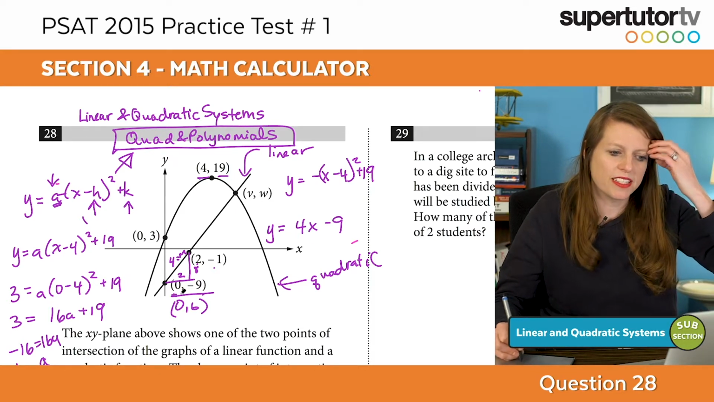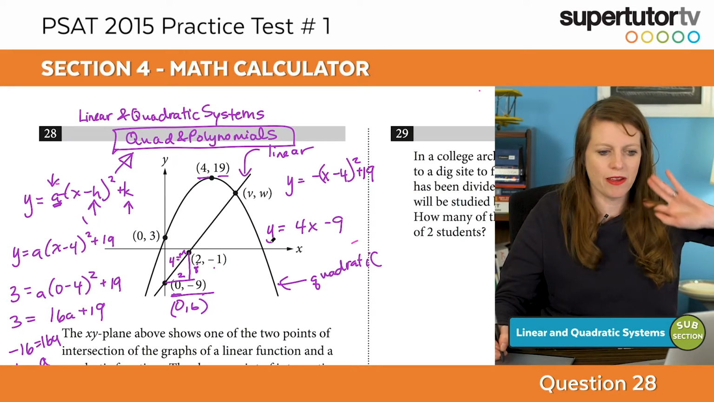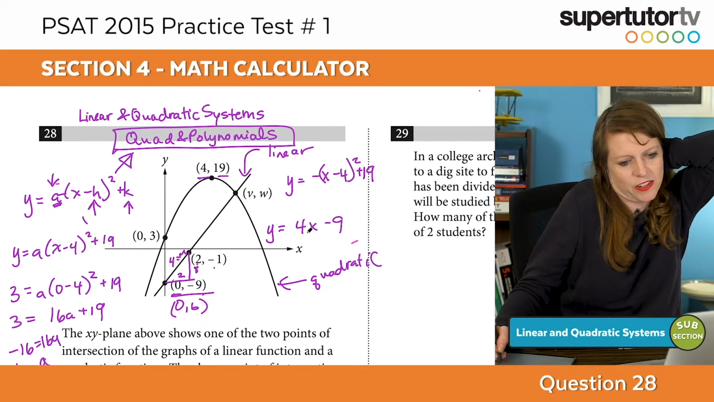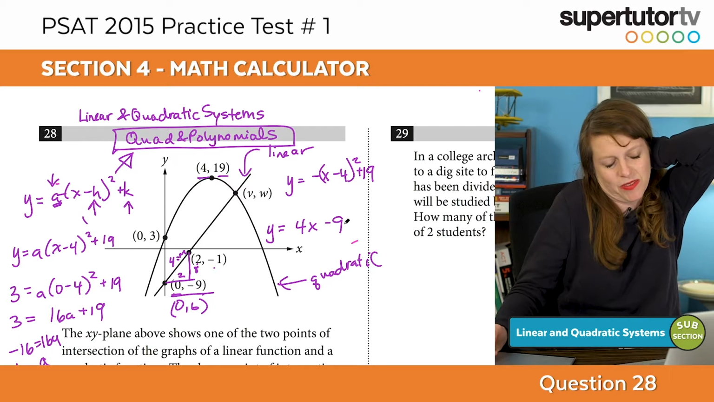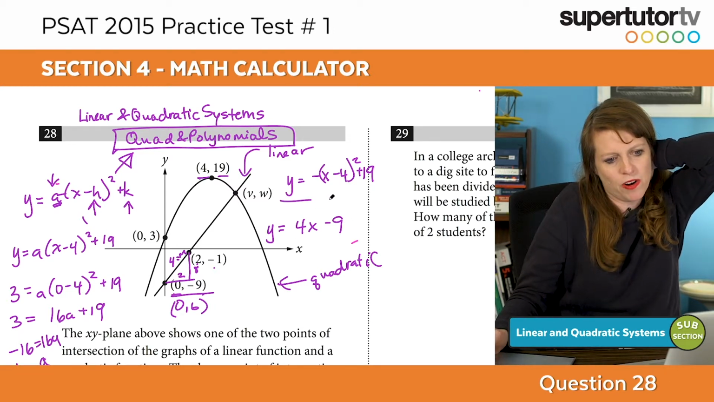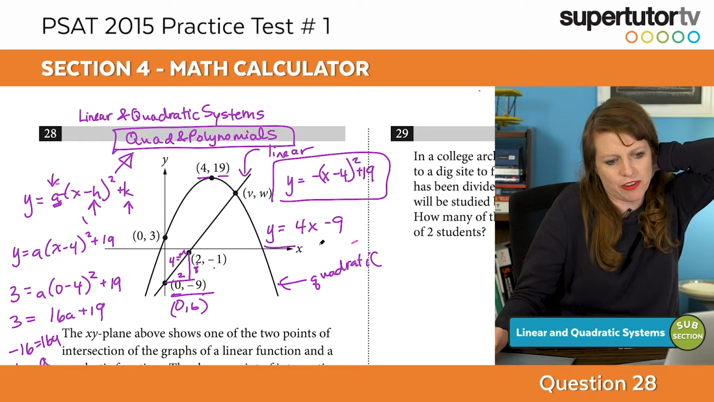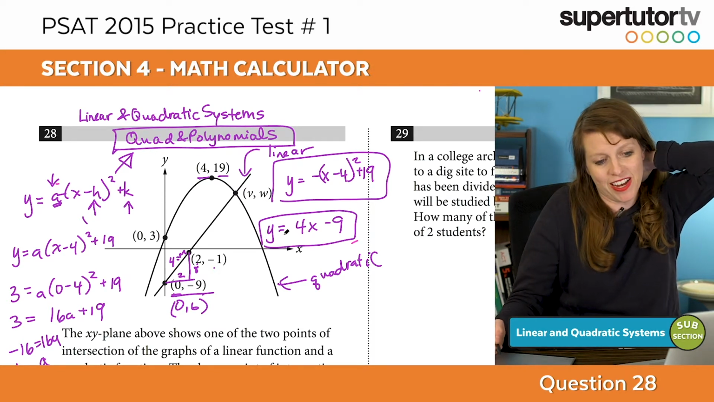Now I also could have plugged in the 0 and then solved for y when x is 0. Obviously this goes away and y equals negative 9. So it's kind of redundant. But there you go. So now what I want to know is, where do these two intersect? Now here's the good news, everybody. You get to use your graphing calculator on this test.